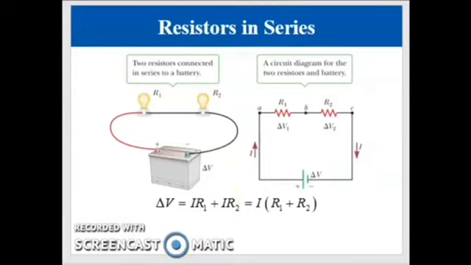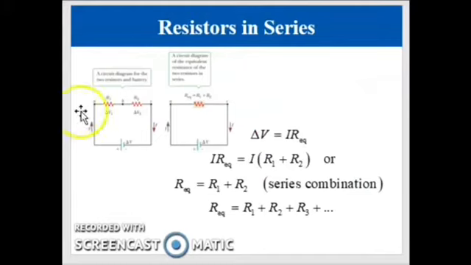The potential difference between A and B equals IR1, and the potential difference between B and C equals I times R2. The potential difference between A and C is given by the equation of this one. Delta V equals IR1 plus IR2. It doesn't matter how many resistors we have in series. The sum of the potential differences across the resistors is equal to the total potential difference across the combination.